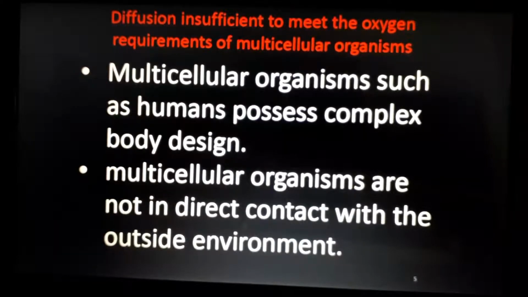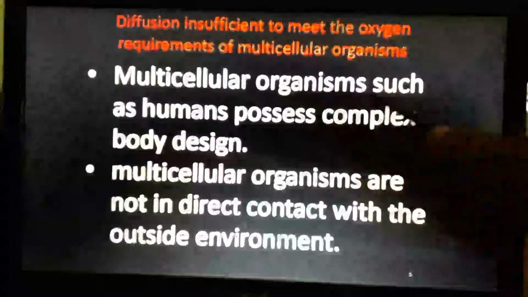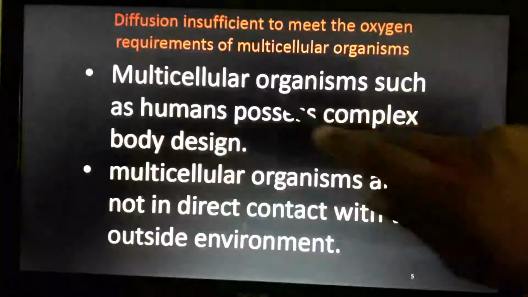Can you say that human beings are doing the same? Anyway, the oxygen content in the atmosphere is very high. So can we just absorb that oxygen into our body? It's impossible, isn't it? Because we are multicellular organisms.